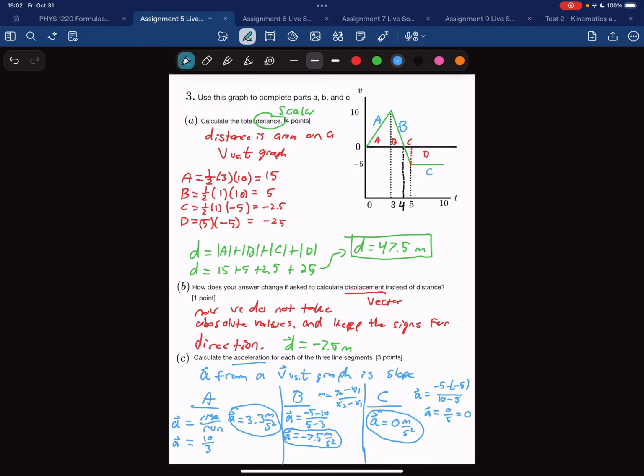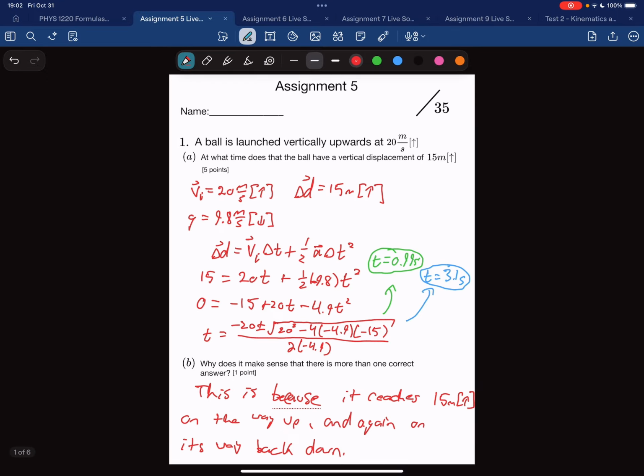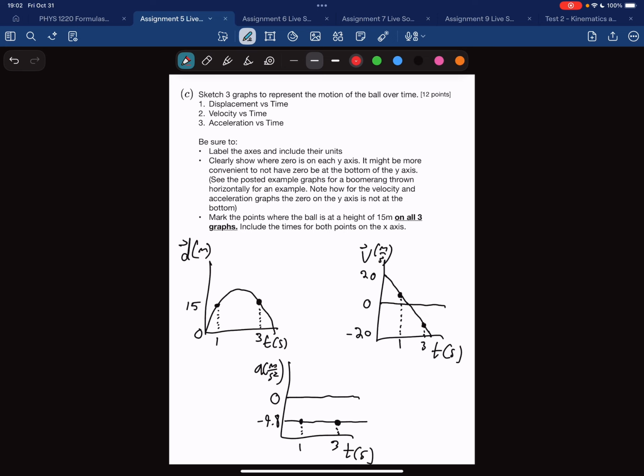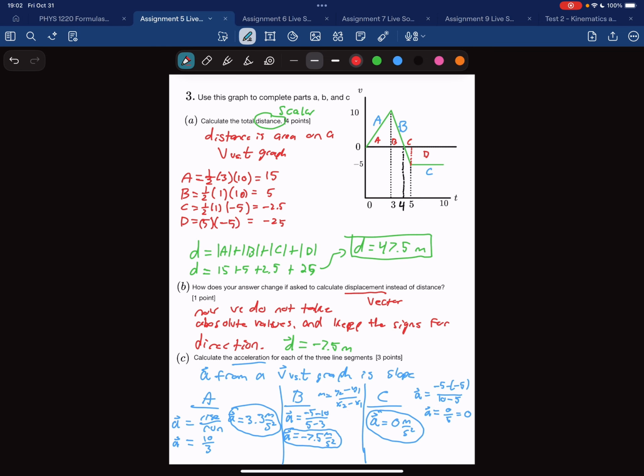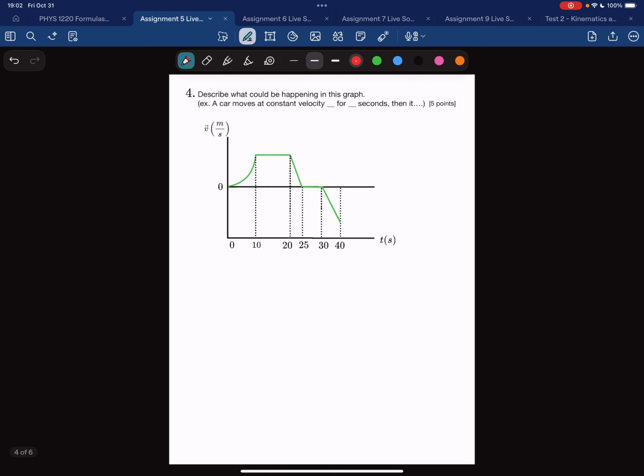So this was question number 3. Also, apparently I skipped number 2. There is no question number 2. Oops. Oh well.